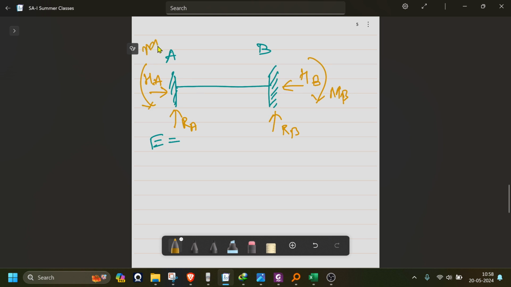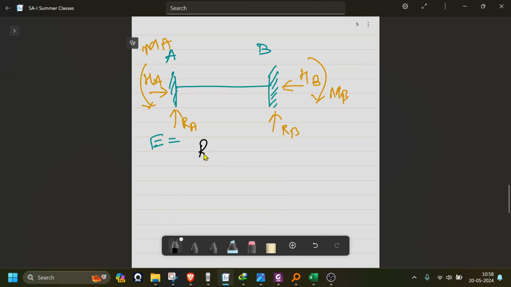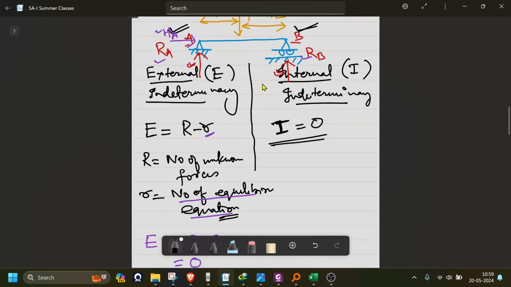Right? Good. So external indeterminacy becomes R minus r. So that is 6 minus 3, that is 3. So it means this structure is externally indeterminate to a degree 3. Right?